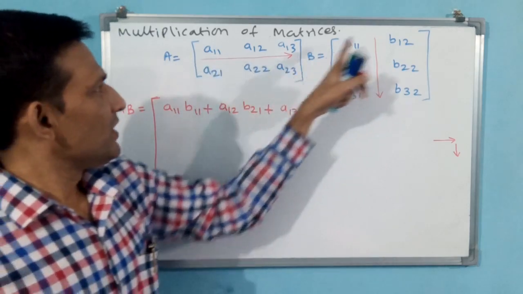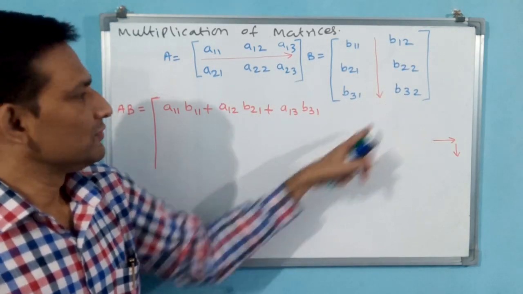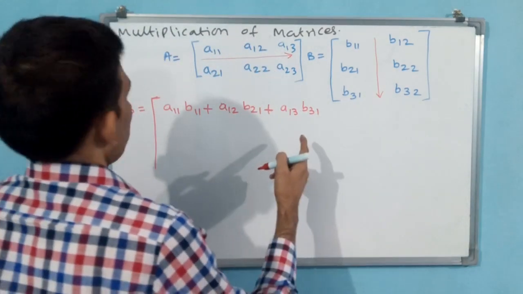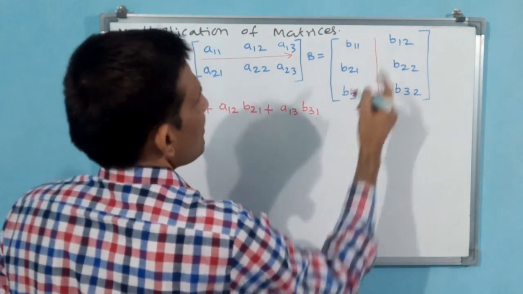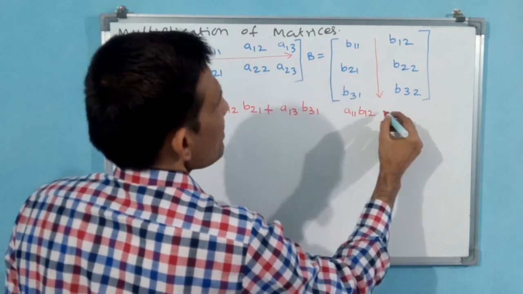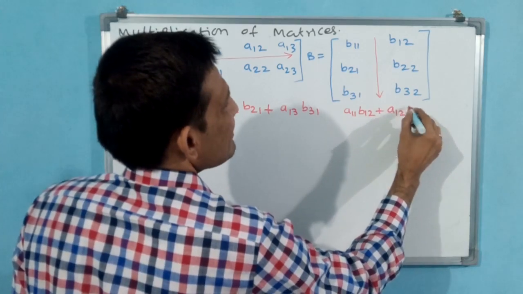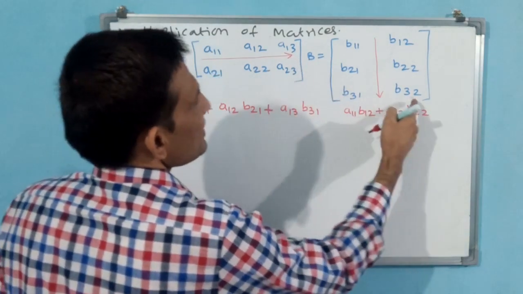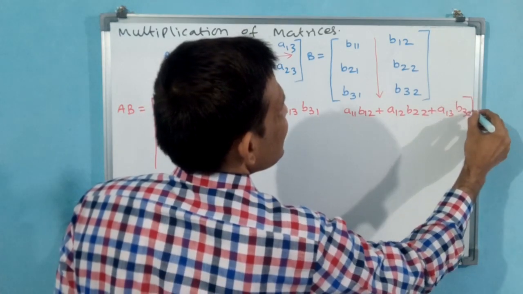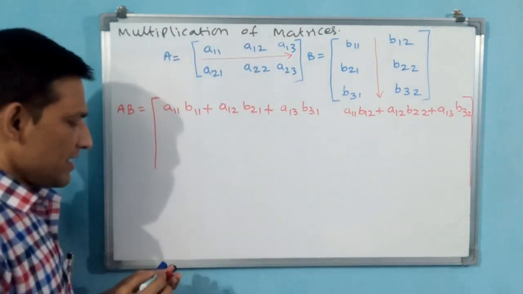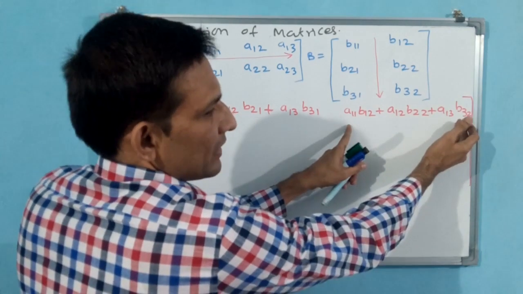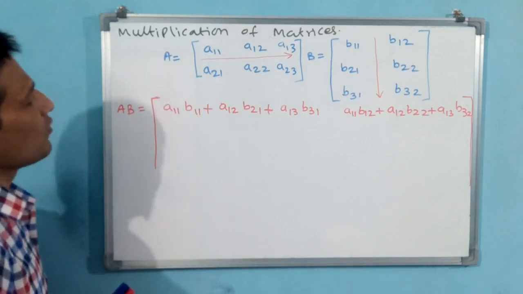Now, first row, second column. First row, second column is going to be written here. Here, you see how I am writing. A11, B12, A12, B22, A13, B32. Okay. Now here a gap is there. You see, this is first row, first column. This is first row, second column. Okay. Like that you have to perform.